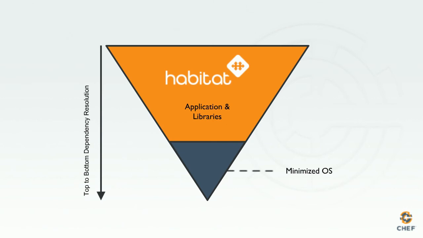So Habitat actually provides that by starting with the application. From that application's plan, it can resolve all of the libraries and dependencies that the application needs. And then it'll put in a minimized operating system. The advantage is that you know exactly what went into your container. You also know exactly what's configurable about your container because you can query the actual packages themselves. You can also query the container itself to figure out what are the things that you can actually change at runtime.